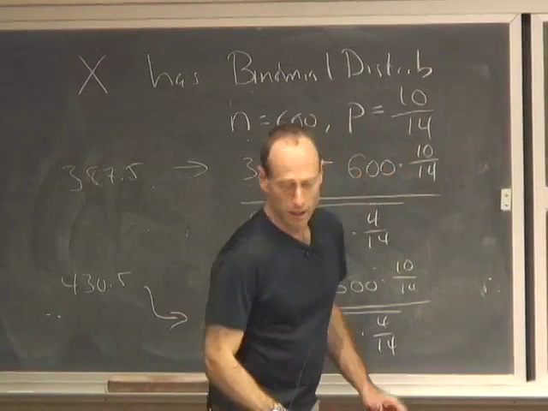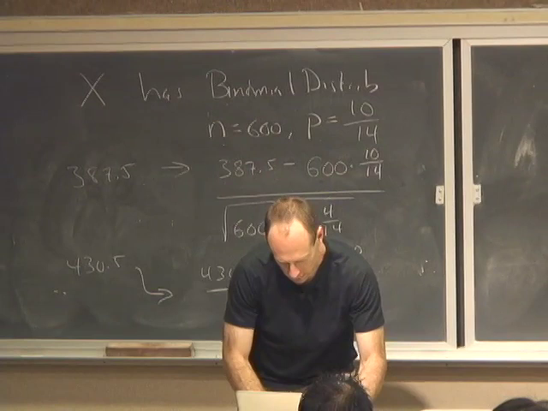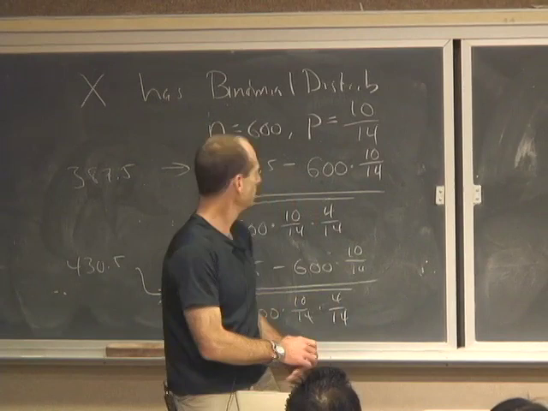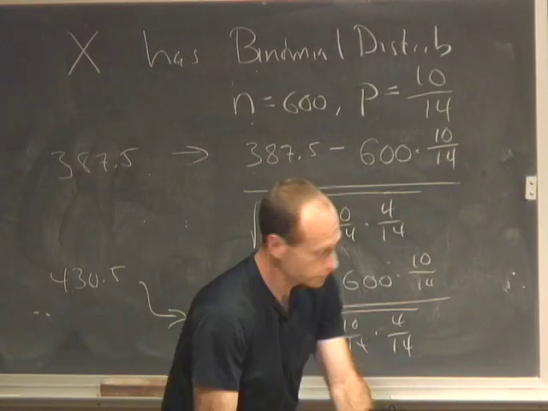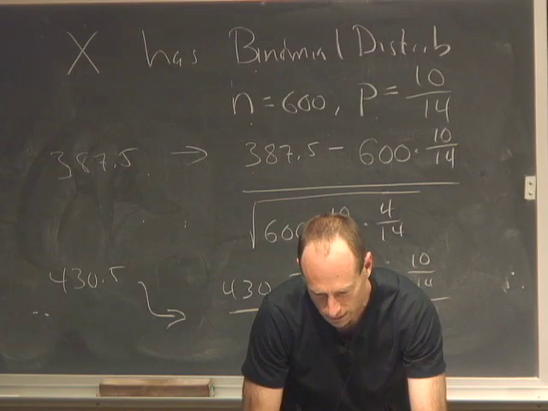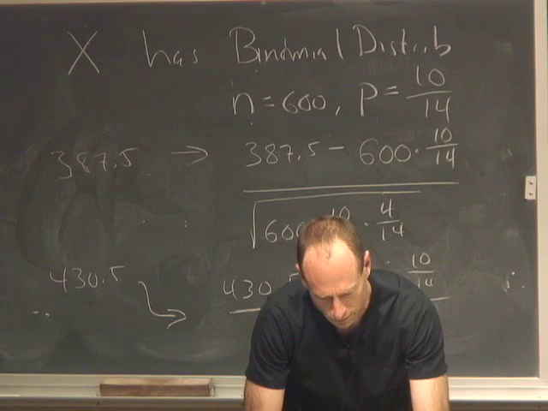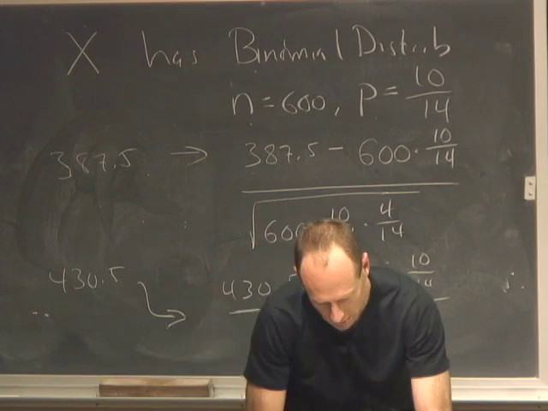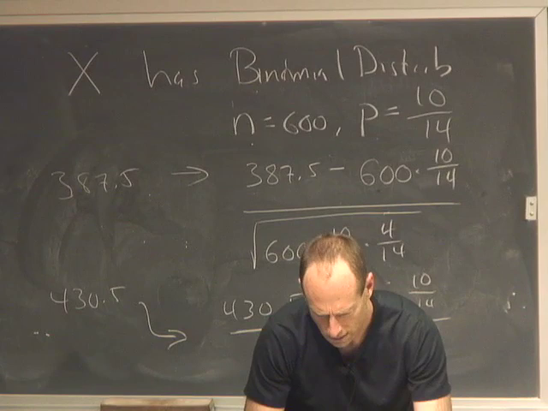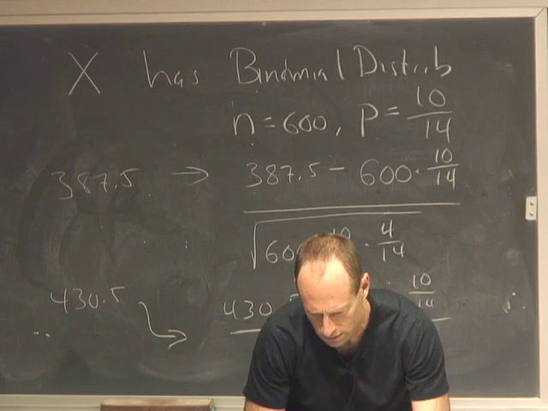So we can ask our good friend Google to calculate this number for us. It looks like 387.5 minus 600 times 10 divided by 14, divided by the square root of 600 times 10 fourteenths times 4 fourteenths. Okay, minus 3.71. Is that right?